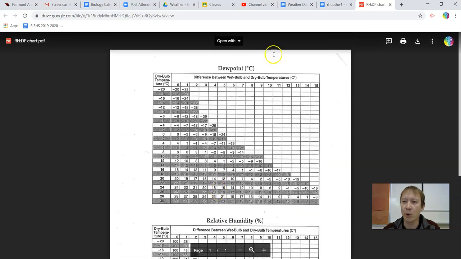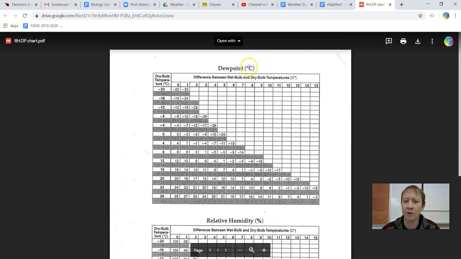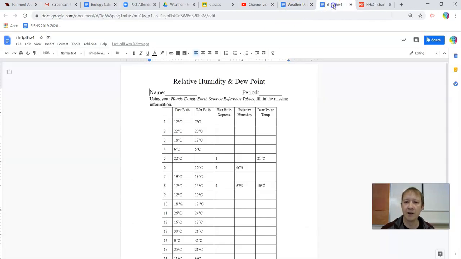So you're going to be using both of these to fill in the chart, because you're identifying what the humidity is based on different temperatures. For this, we're going to be using Celsius, because that is the metric unit that we use in science. Okay. So when you're going through, you can fill this in because it's in Google Docs.